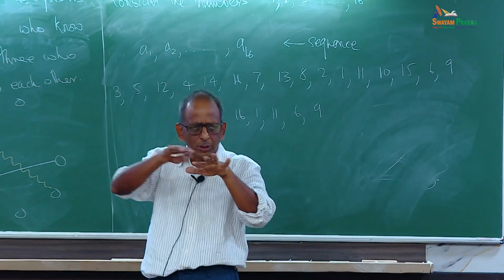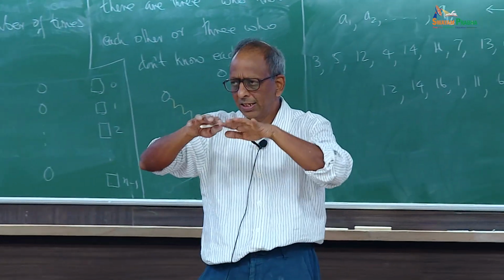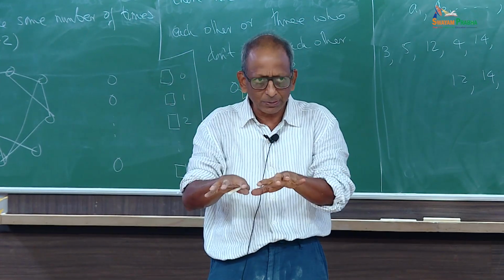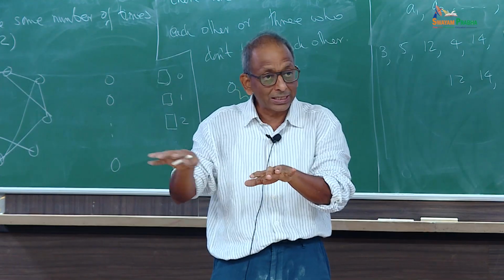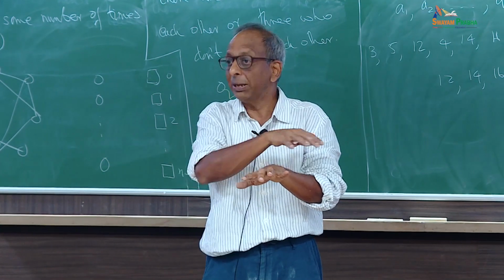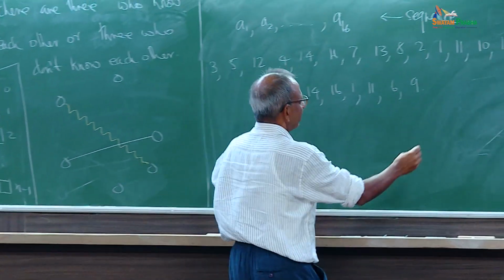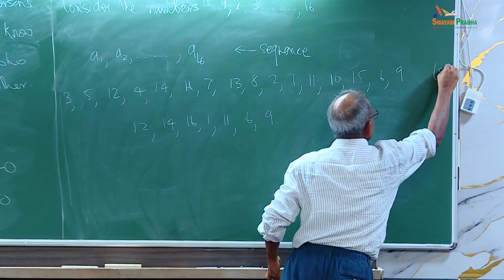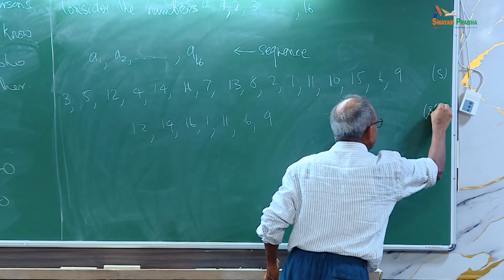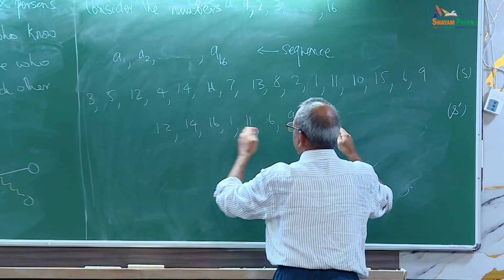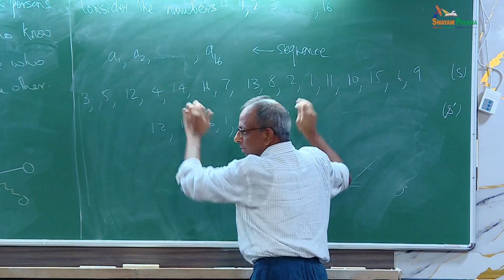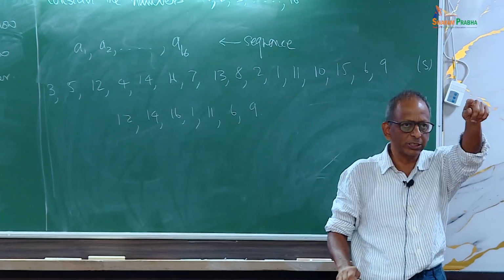Okay, so these were the numbers 1 to 16. Some of them I have kept and pulled them down, but kept them in the same order. I'm not allowed to jumble them. So this is the sequence S, and this is the sequence S prime, but S prime is a subsequence of this sequence.